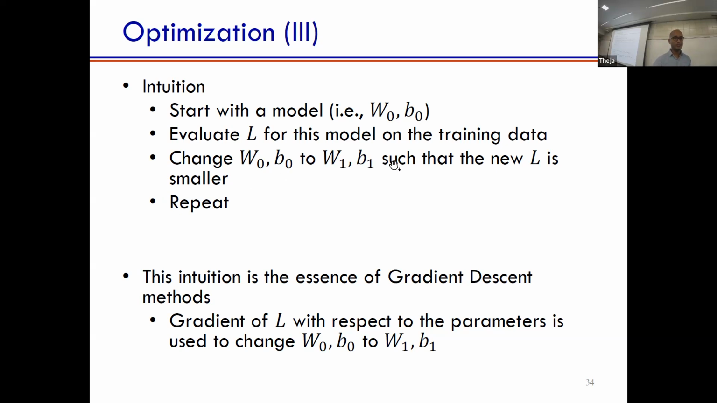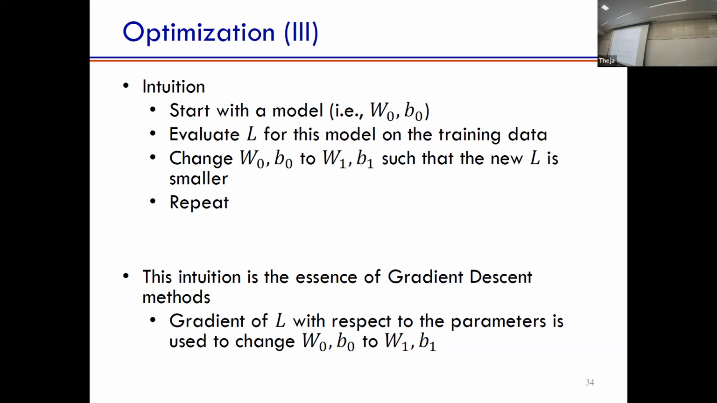So how do you go from W0, B0 to W1, B1, or W1, B1 to W2, B2? The intuition is actually the sense of gradient descent. How do you go from old parameters to new parameters such that hopefully you have improved, as in reduce the loss? Okay, you want an improvement when you go from old to new.